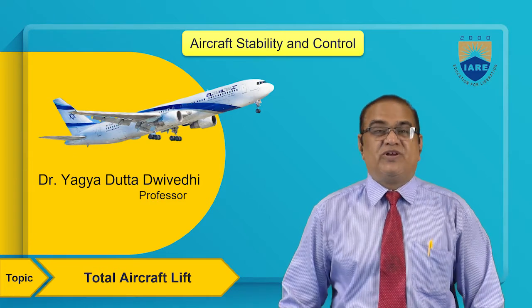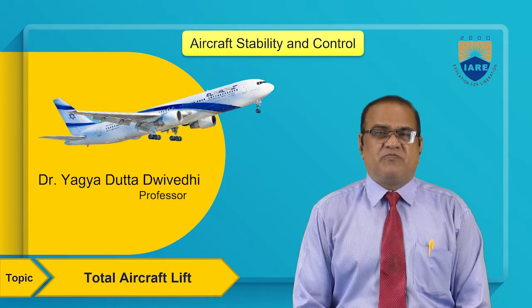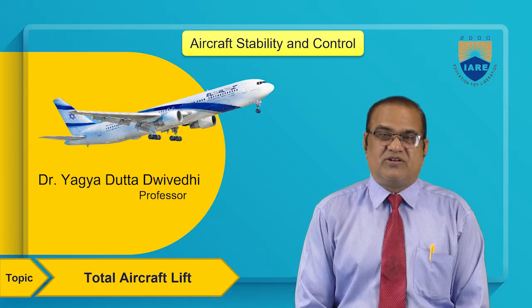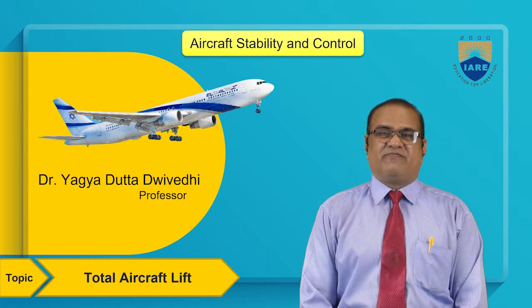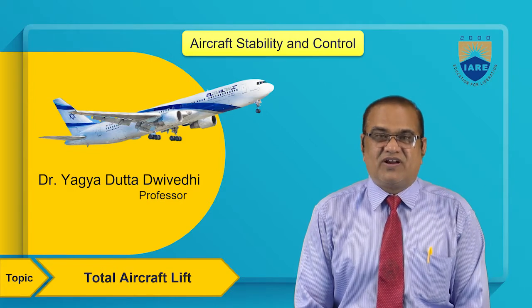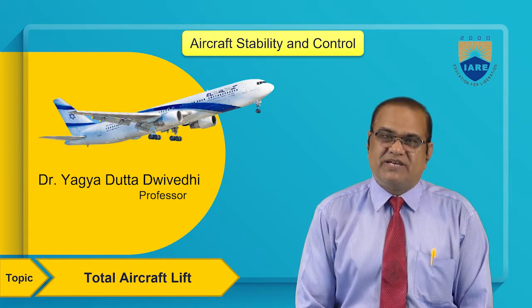Before that, no engines were used. Mostly people used gliders, but all of these were uncontrolled. But the first flyer of the Wright brothers was a really wonderful aircraft, and they used control of the aircraft.